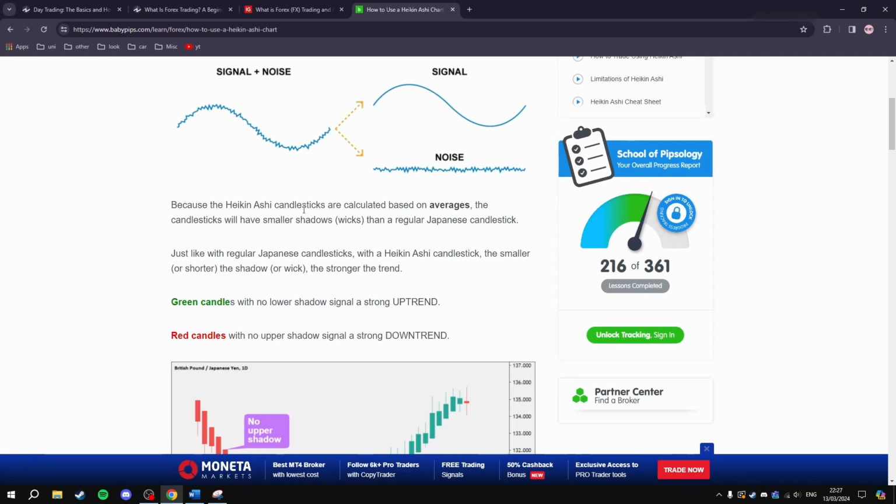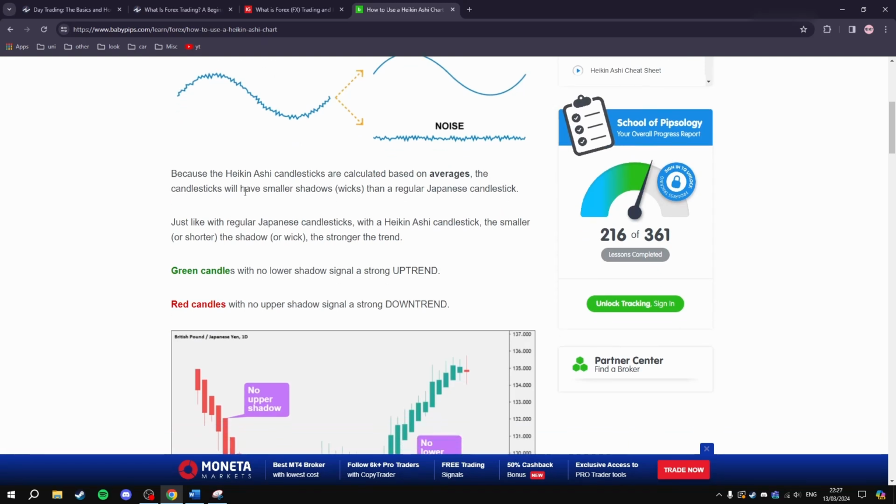Because the heikin ashi candlesticks are calculated based on averages, the candlestick will have smaller shadows, wicks, than the regular Japanese candlesticks. Just like with regular Japanese candlesticks, with a heikin ashi candlestick, the smaller or shorter the shadow or wick, the stronger the trend.